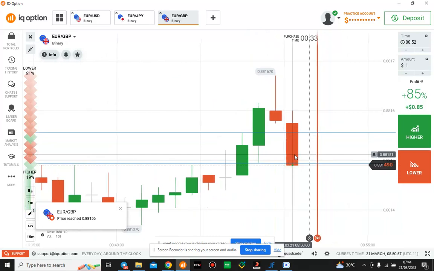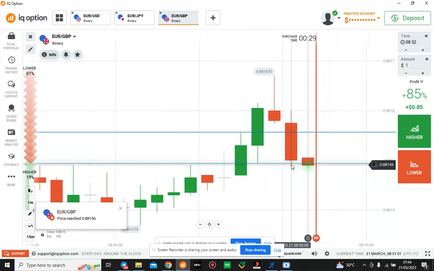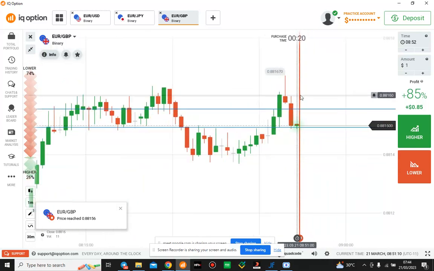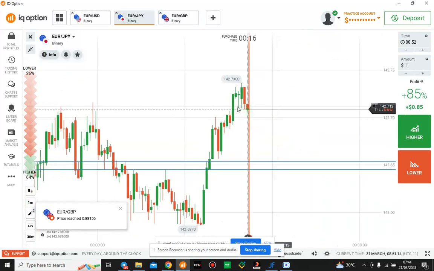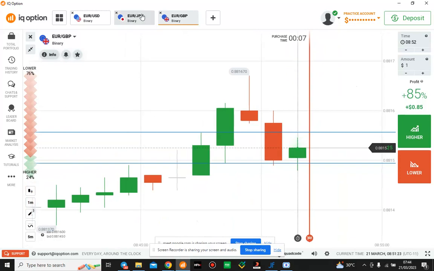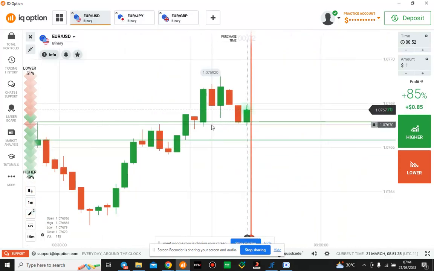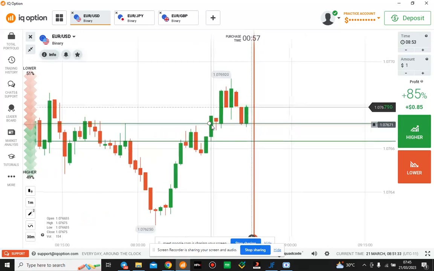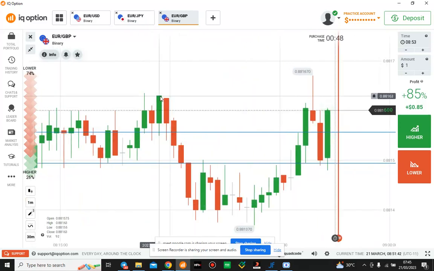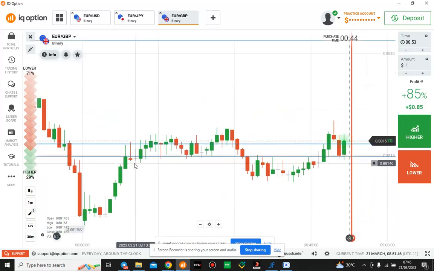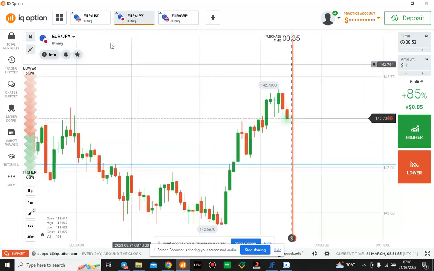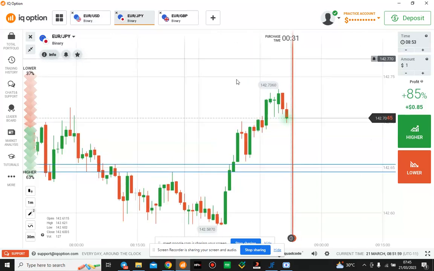Here we have the sellers entered very strongly, and there's a rejection. I expect the buyers to enter here, but the sellers are very strong. Okay, I expect the buyers to enter. So what we need to look for is a candle that gaps. Where's a candle gap? You can find a lot of candle gaps on the OTC market. It's not much on the real market here. I don't know why.